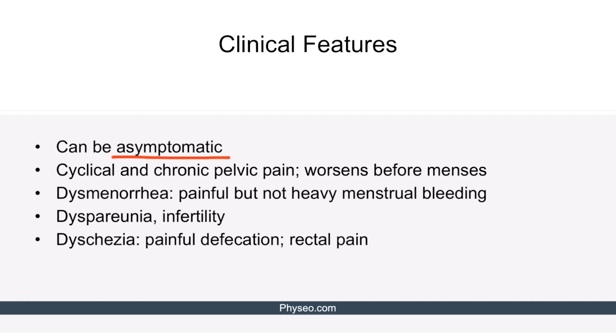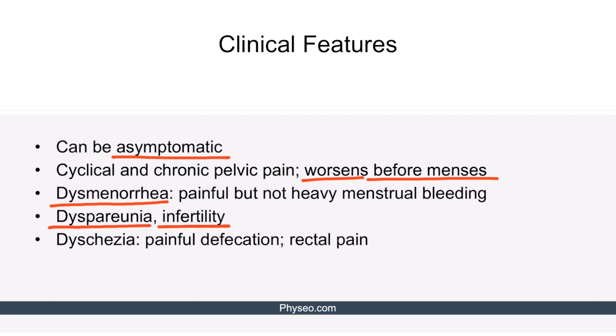Cyclical and chronic pelvic pain that worsens before menses and decreases or subsides with menses is a highly characteristic symptom. Dysmenorrhea, or painful but not heavy menstrual bleeding, is also characteristic and differentiates it from other disorders that cause both dysmenorrhea and heavy menstruation. Women may also experience dyspareunia, which refers to painful sexual intercourse, as well as infertility or decreased fertility. Infertility is believed to be linked to adhesions and pelvic architecture distortion.